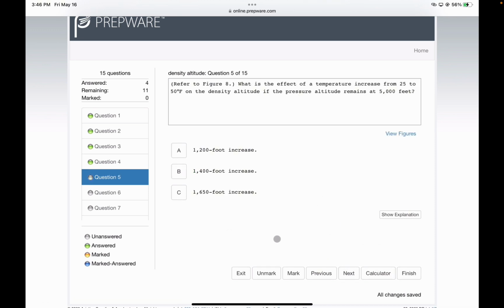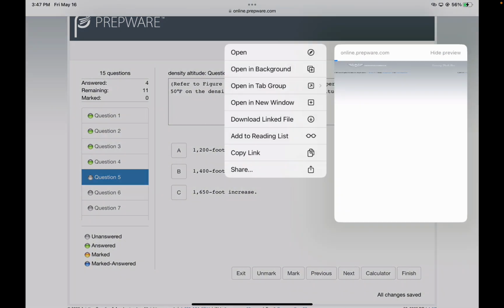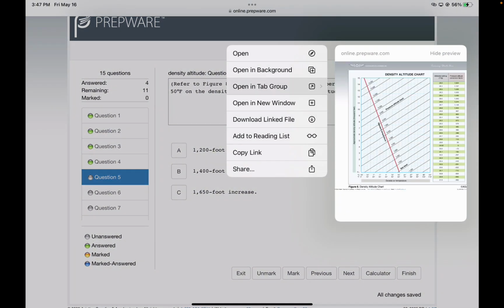Okay, this is when I teach you how to use graphs and do some math. Refer to figure 8. What is the effect of a temperature increase from 25 to 50 on density altitude if the pressure altitude remains at 5,000 feet? So we're going to open this.